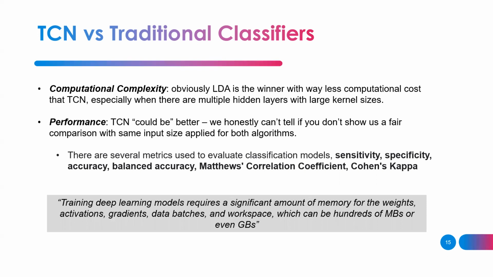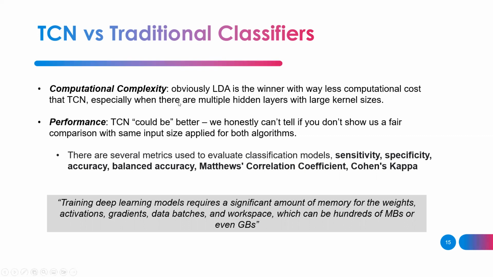Another aspect related to the computational complexity, which I've quoted for you from one of the recent papers, says, training deep learning models requires a significant amount of memory for the weights, activations, gradients, data batches, workspace, and so on, which can be hundreds of megabytes or even gigabytes. So to put one of these deep learning models into an online, let's say, controller, you could be looking at hundreds of megabytes or even gigabytes worth of memory requirements for something like a decent convolutional network.